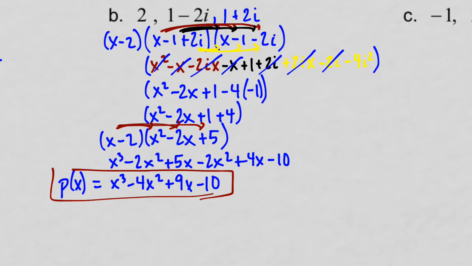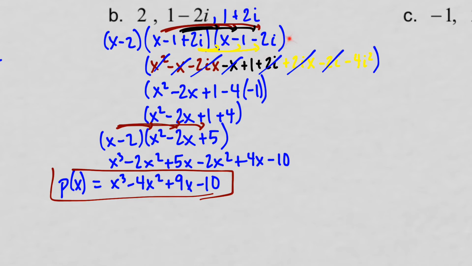Alright, here you go. This is the correct solution for part B. So like I said, the conjugate of 1 minus 2i is 1 plus 2i. So there's 3 factors you need. X minus 2 for that one. X minus 1 plus 2i for that one. And x minus 1 minus 2i for that one. Notice how the signs work out because you're subtracting this. It's negative 1 plus 2i, negative 1 minus 2i.